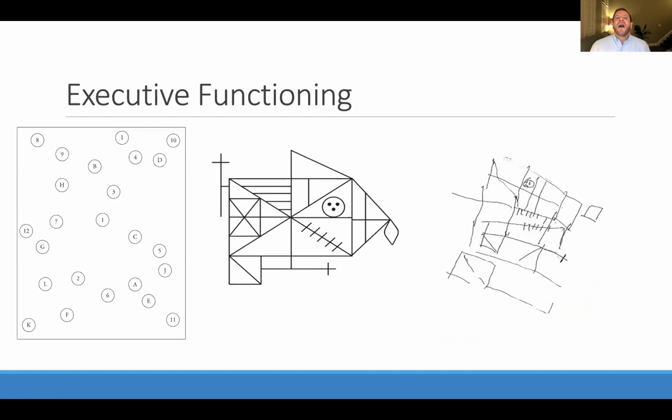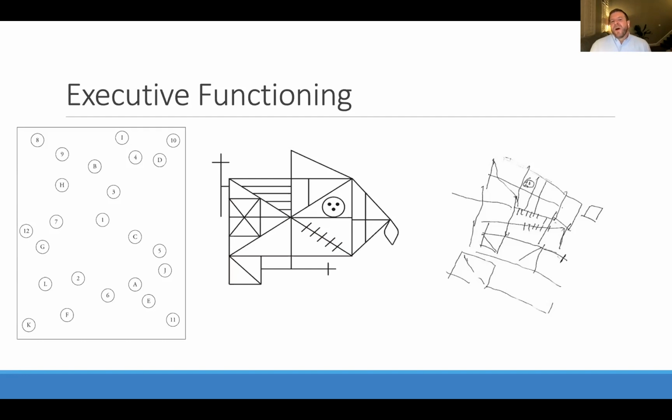Then we might add in an executive component called set shifting. So I want you to draw a line, and you can do it on your screen, from 1 to A to 2, 2 to B, B to 3, 3 to C, and so on to the end. Number, letter, in order until you get to the end. It's going to take everyone longer, but what we're interested in is, does adding that set shifting component make it exponentially harder for a student or an evaluator?